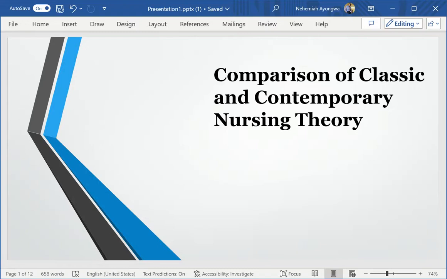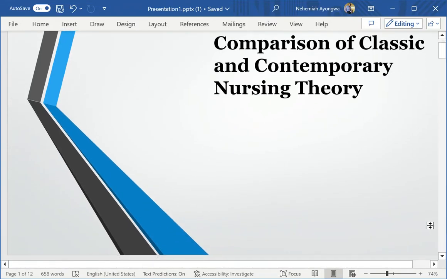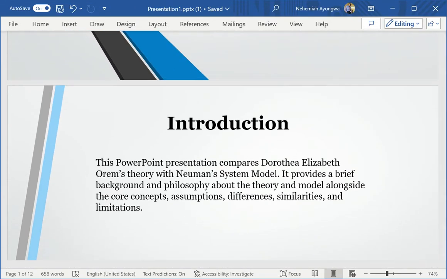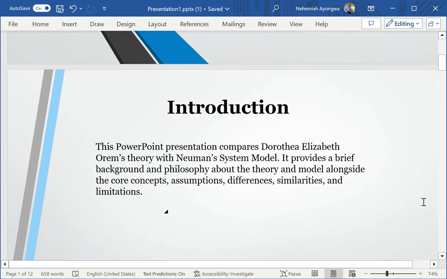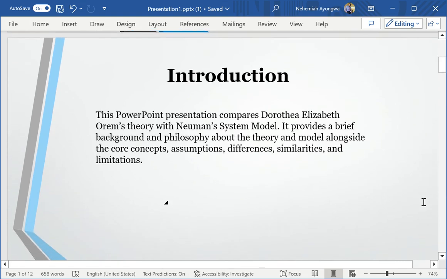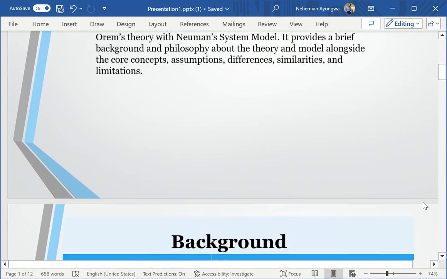Comparison of classic and contemporary nursing theory. This PowerPoint presentation compares Dorothea Elizabeth Orem's theory with Neuman's systems model. It provides a brief background and philosophy about the theory and model alongside the core concepts, assumptions, differences, similarities, and limitations.